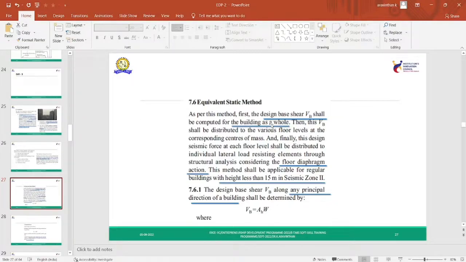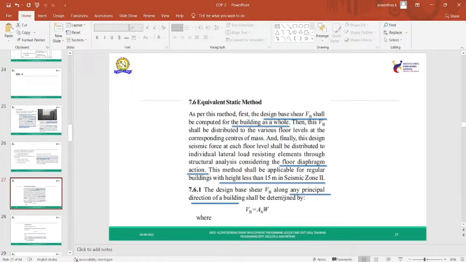Okay. Now the VB shall be distributed to various floors at the corresponding center of mass. If you have 3 floors in your building, then you have to consider 3 shear forces, and they have to be transferred to each and every floor. Totally, what happens is at the top floor you will have 0 base shear, at the rest of the floors you will have reduced base shear, and at the plinth level you will have the maximum base shear. You can find the phenomenon here. Each and every floor has to be made as a floor diaphragm.